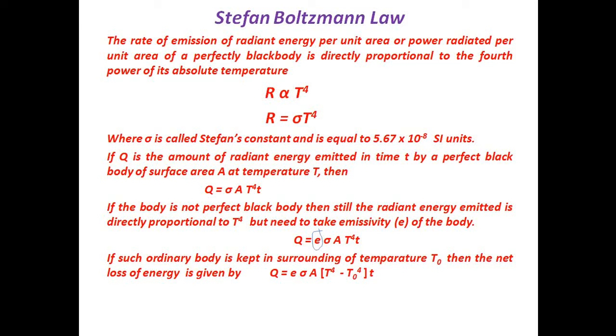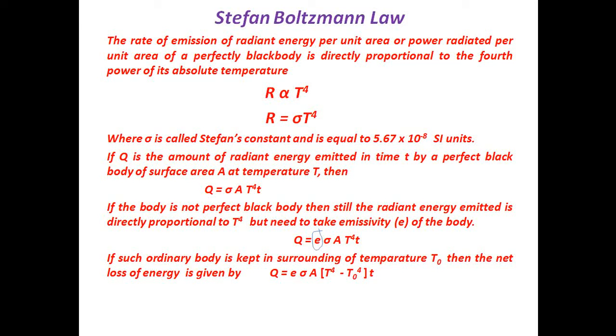Now if Q is the amount of heat energy radiated for a time t by a perfectly black body of surface area A at temperature T, then we can write Q is equal to sigma A T raised to 4 multiplied by t. Now if the body is not a perfectly black body, then we need to make a correction by multiplying the emissivity E of the given body. So the equation becomes Q is equal to E into sigma A T raised to 4 into small t.